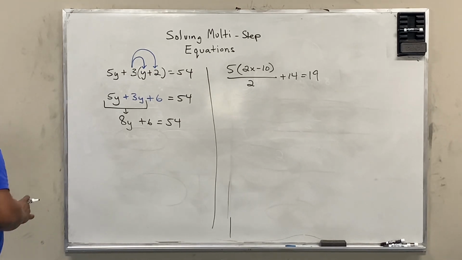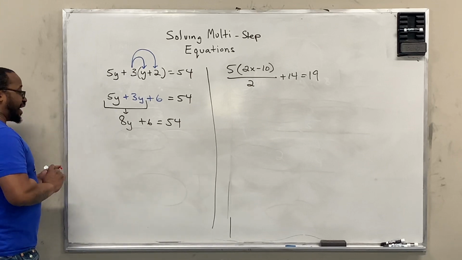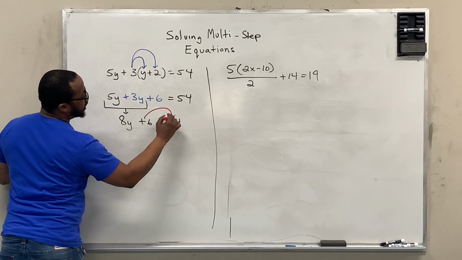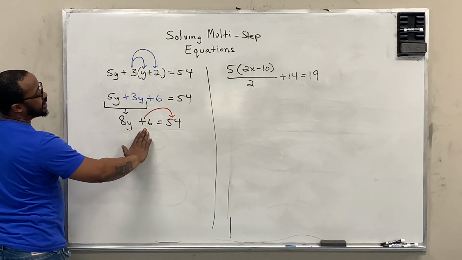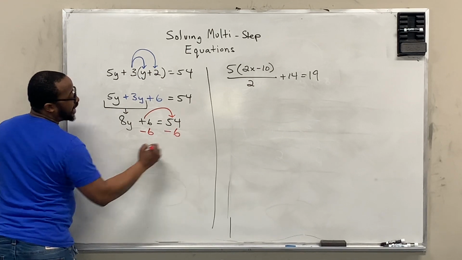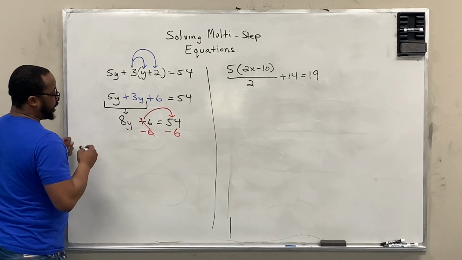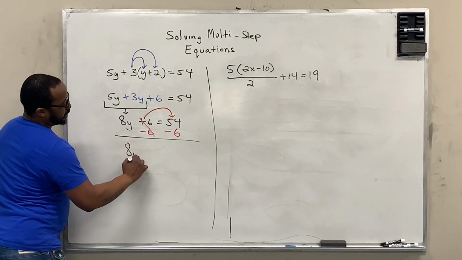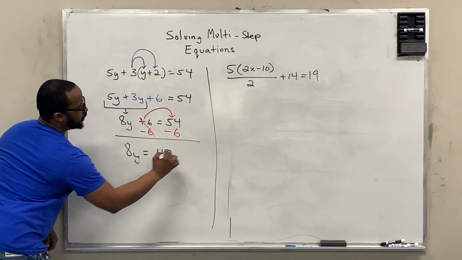Just like in the last video, this is once again a multi-step equation. All I have to do first is bring this 6 over to this 54. And remember what I said, we have to look at the sign of the 6. It's a positive. How do I bring it over here? Well, I have to make it the opposite. Minus 6 and minus 6. Okay, because now I know this is going to be gone. And then I put my line under here. Now 8y is going to be equal to 54 minus 6, which would be 48.